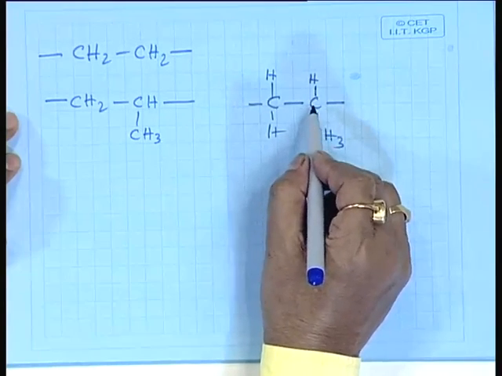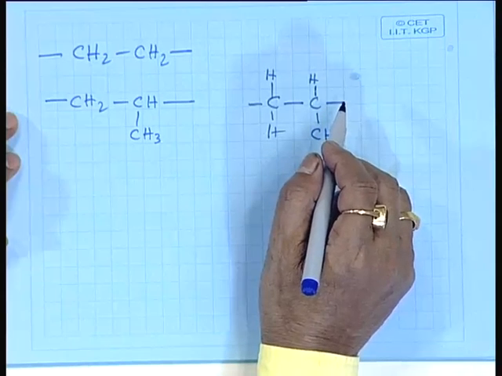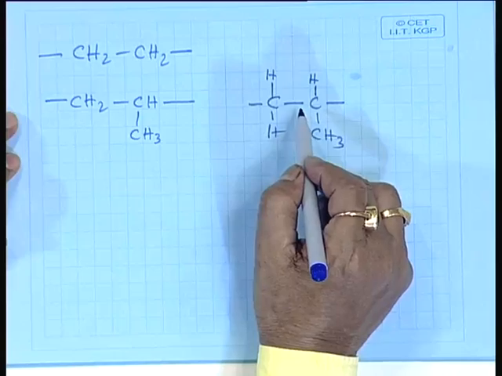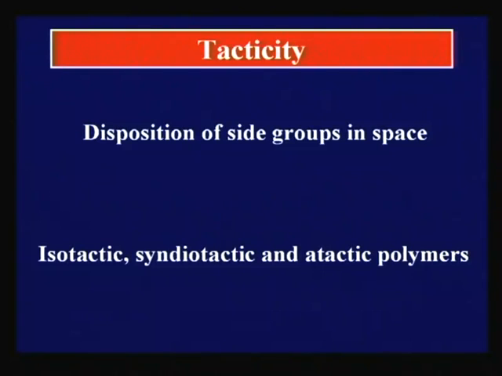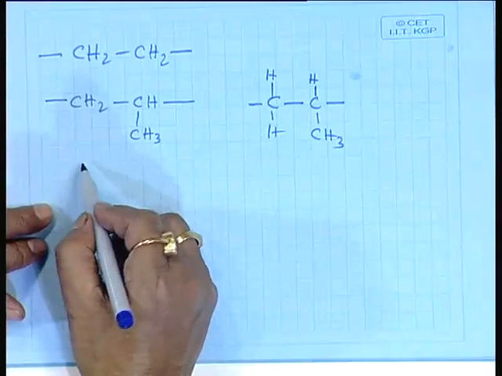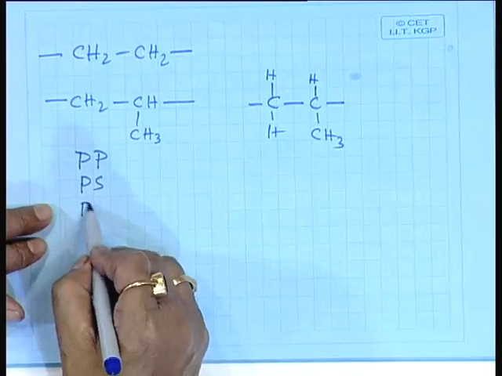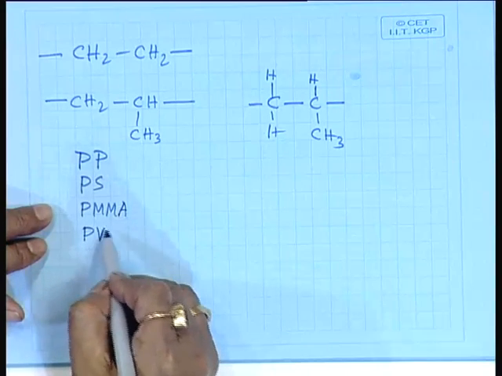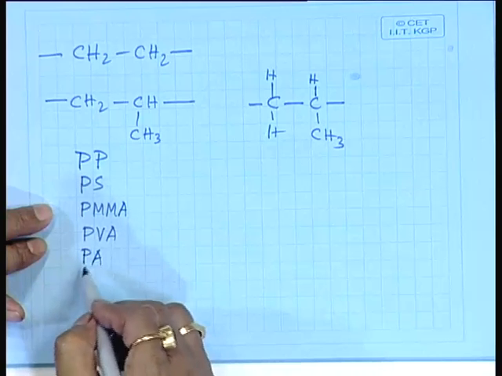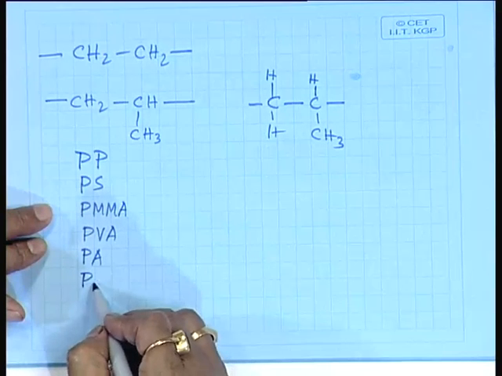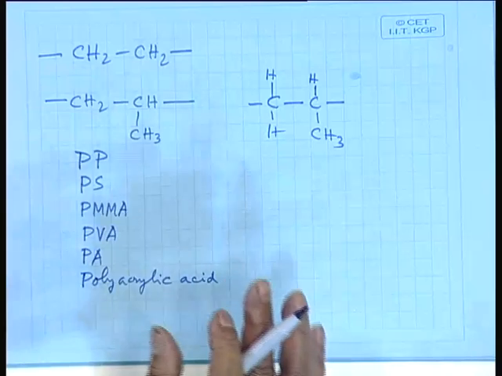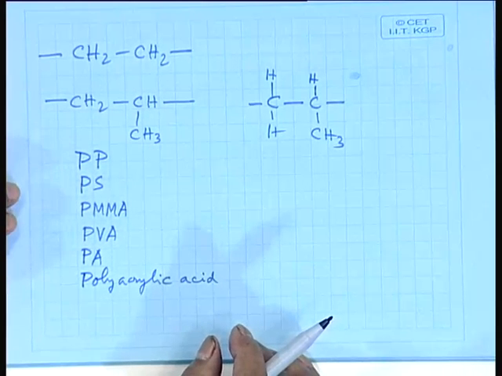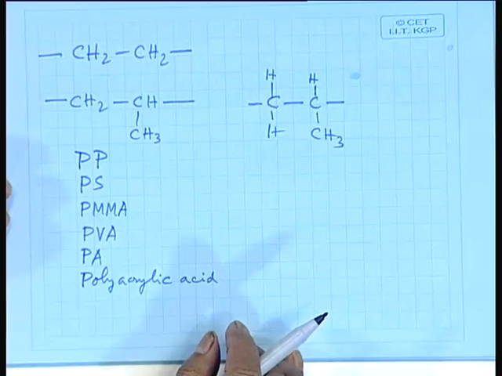This center is asymmetric, known as a chiral center. That means each and every carbon is different from the others. So this leads to isotactic, syndiotactic, and atactic configurations. This way, polypropylene, polystyrene, PMMA, polyvinyl alcohol, polyacrylates, polyacrylic acid can lead to this tactic configuration, tactic structure, or tacticity.